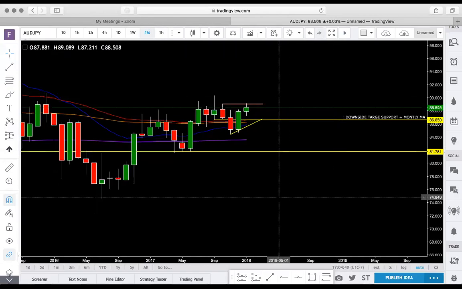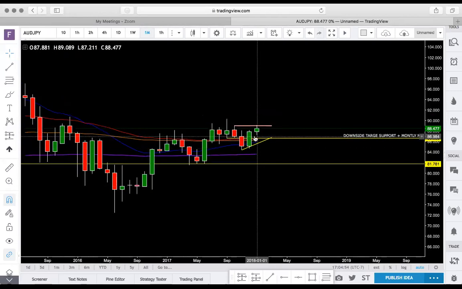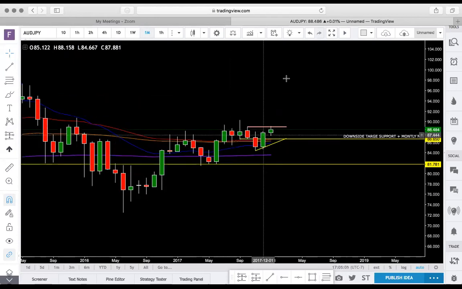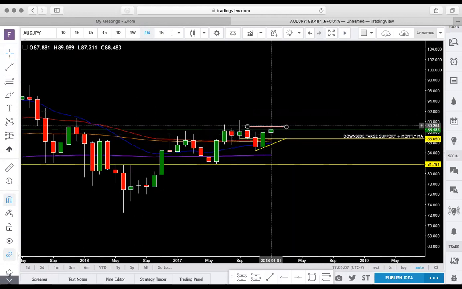There we go. All right, so Aussie Yen. On the monthly time frame, I am bullish. You can see this candle here is the month of December. Nice engulfing candle. We are above the moving averages. So I would expect price to head up higher, but not before pulling back.